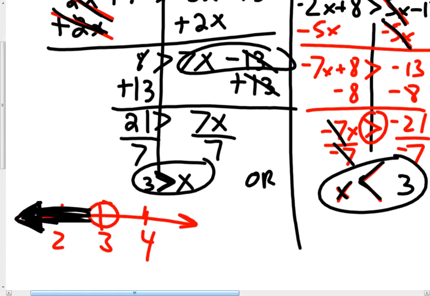So be careful. On a standardized test, on the SOL test, you might see this as an answer. That's the same as your answer if you got it this way. Or vice versa. If you see this, it means the same exact thing as this.